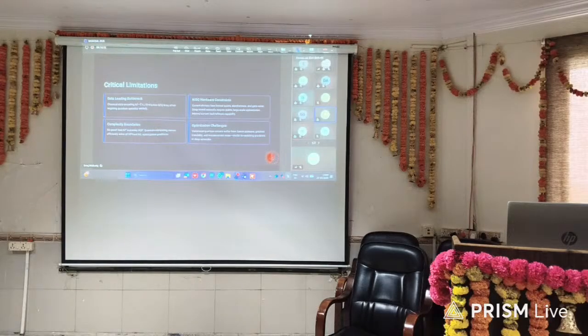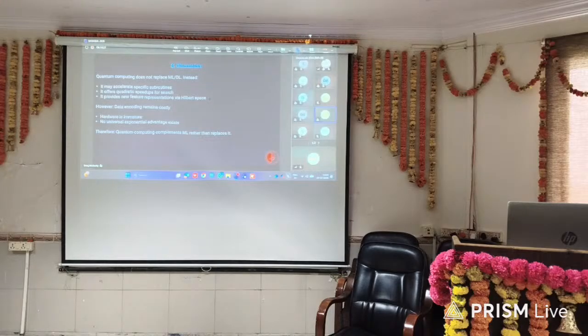Optimization challenges. Variational quantum circuits suffer from barren plateaus, gradient instability and measurement noise, similar to vanishing gradients in deep networks. And earlier we discussed that quantum computing does not replace machine learning and deep learning. Instead, it may accelerate specific subroutines, it offers quadratic speedups for search, it provides new feature representation via Hilbert space. However, data encoding remains costly because hardware is immature and no universal exponential advantage exists.